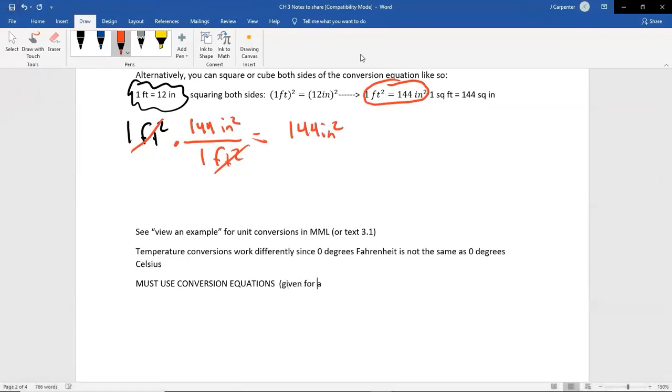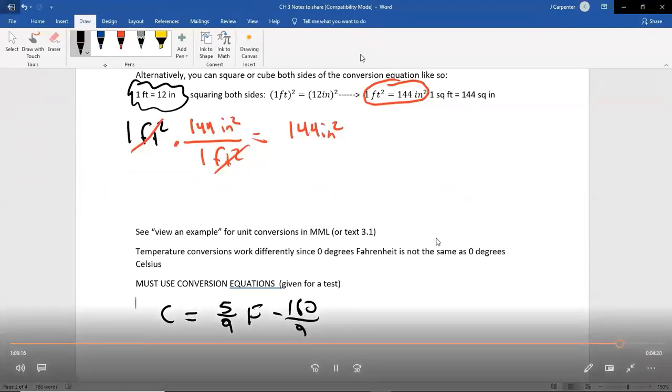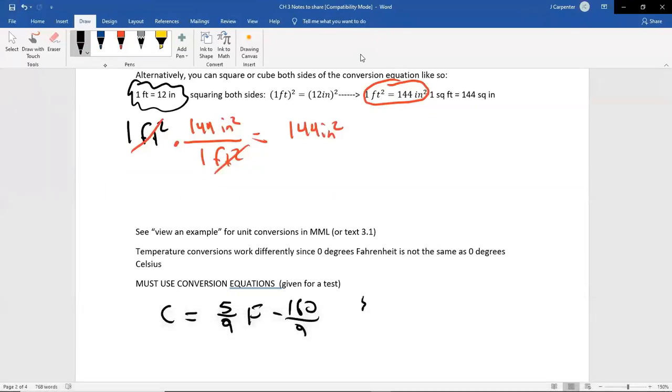I will not make you memorize these. These will be given for a test. And in particular, the one that we stick with is C equals 5 over 9 F minus 160 over 9. That's a good one. You can also say that F is equal to 9 over 5 C plus 32. These are the two conversion equations.